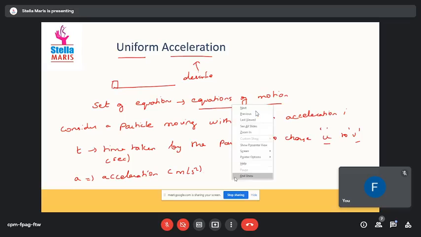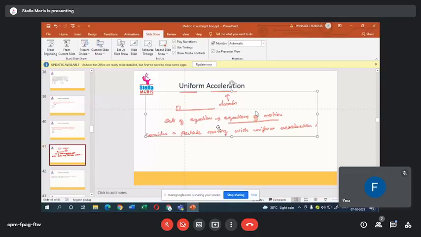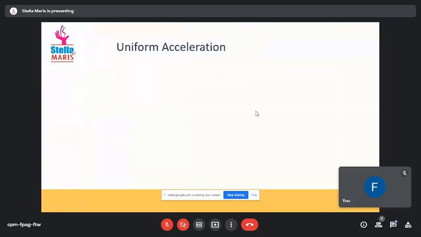So you know the set of equations of motion. What are the three equations of motion? We have to derive these equations so that it will be useful for us to inculcate shortcuts while solving NEET and JEE problems. So what are the three equations of motion?